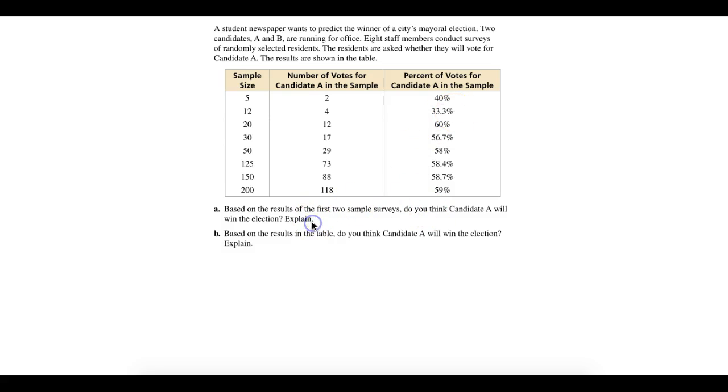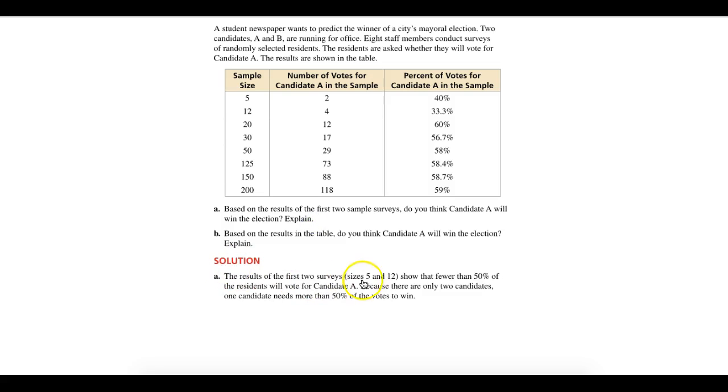So here's the answer that they give. So out of these 2 samples, which are out of 5 and 12 people, fewer than 50% will vote for candidate A. So because there's only 2 candidates, we can say that based on these 2 samples, candidate A will not win. Okay, so that would be our answer for the first question. Based on these 2 samples, that candidate A will not win.